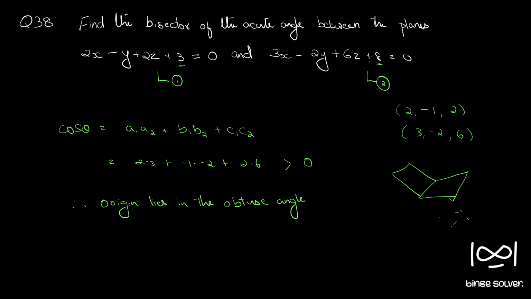Just to explain what we are doing here: suppose these are the two planes, we have the planes like this and this is the origin. We first draw perpendiculars from the origin to the planes along the normals and form a quadrilateral like this. This is alpha, say, and this is theta. So we are checking whether cos alpha is greater than 0. We took the direction ratios of the normals, used this equation and checked whether cos alpha is greater than 0, and we got cos alpha greater than 0. That means this angle alpha is an acute angle. Since the sum of alpha and theta will be 180, theta will be an obtuse angle. So the origin lies in the obtuse angle of these bisecting planes.